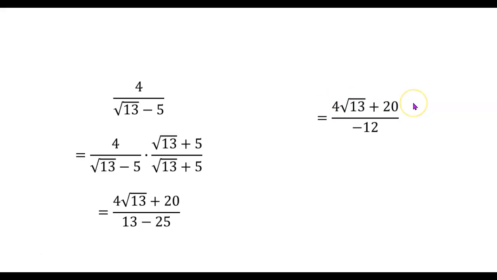And we can simplify that because the numerator and the denominator both have a common factor of 4 that we can divide out. So after we divide the numerator and the denominator both by their common factor of 4, this reduces to 1 times the square root of 13 plus 5 over negative 3. So square root of 13 plus 5 over negative 3, or since a positive divided by a negative comes out negative, we could just say that the whole thing is negative square root of 13 plus 5 over 3. Okay, that's it for that section.